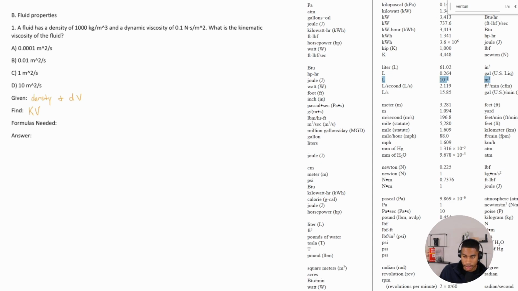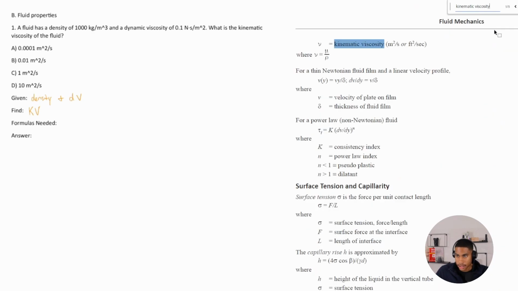Okay, so what formulas do we need? Well, I don't know by heart the formula for kinematic viscosity, but I know that's what I'm trying to find. So I'm just going to do a quick search. All right, so I do a search for kinematic viscosity. All right, here's what comes up. Kinematic viscosity is the symbol kind of V. So V is equal to, okay, let's make sure we have some other variables that we'll need.